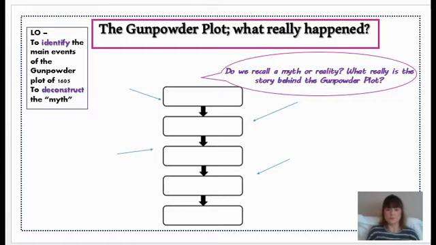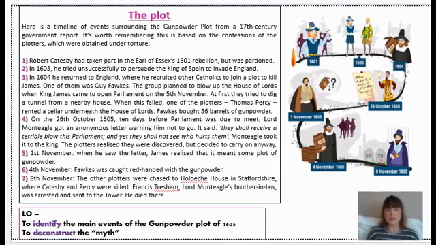Okay, so the plot itself. This is a timeline of events. This will help you when you are creating your traditional story or version of events of the gunpowder plot. So you can see the diagram has different dates on it. They link to the information in the text.